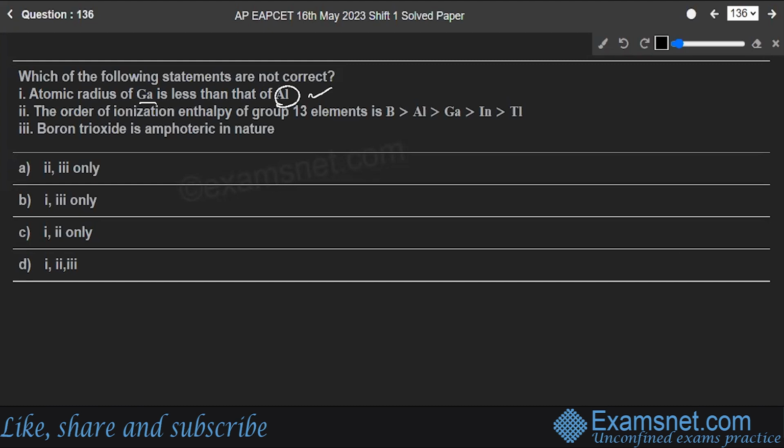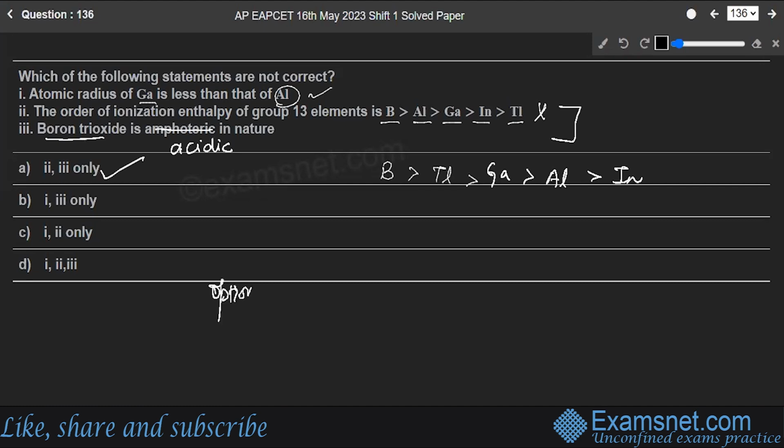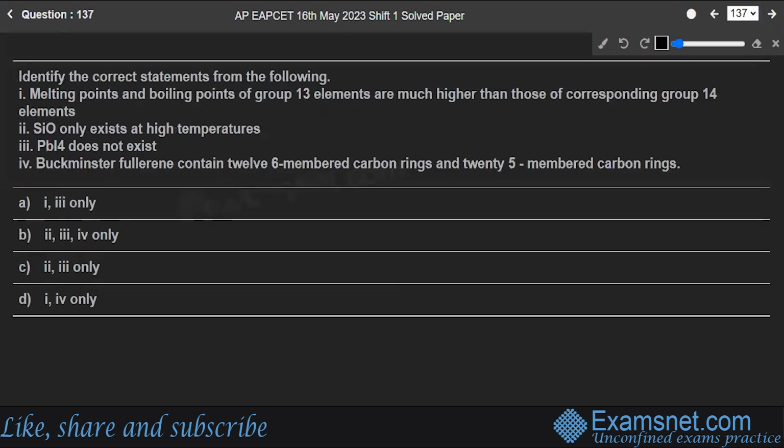Second one, the order of ionization enthalpy of group 13 elements is given by boron greater than aluminium, greater than gallium, greater than indium, greater than thallium. This is wrong. The correct order is given by boron, then thallium, gallium, aluminium, and indium. So this one is wrong. And next one, boron trioxide is amphoteric in nature. No, this is acidic in nature. So these two are incorrect ones. That means option A is the correct answer. Hope you understood. Next is question 137.